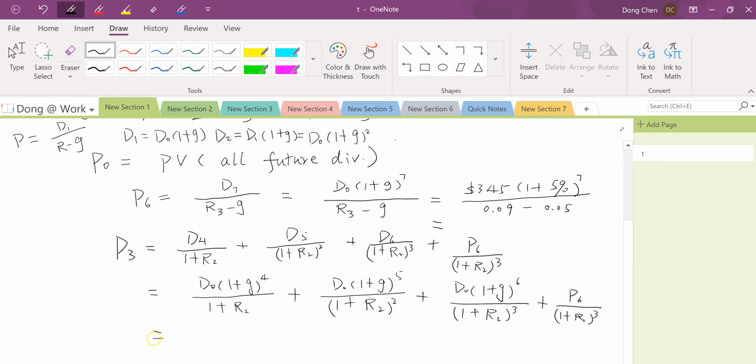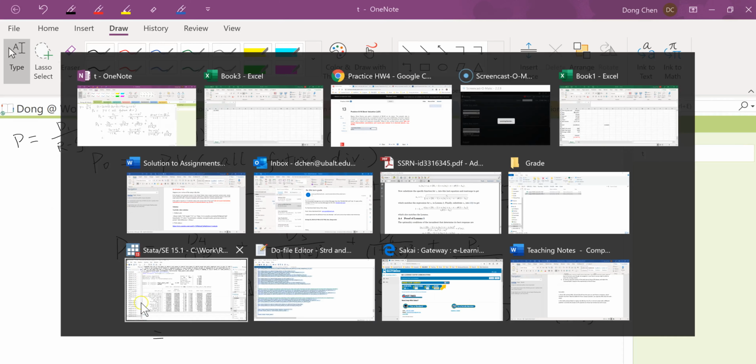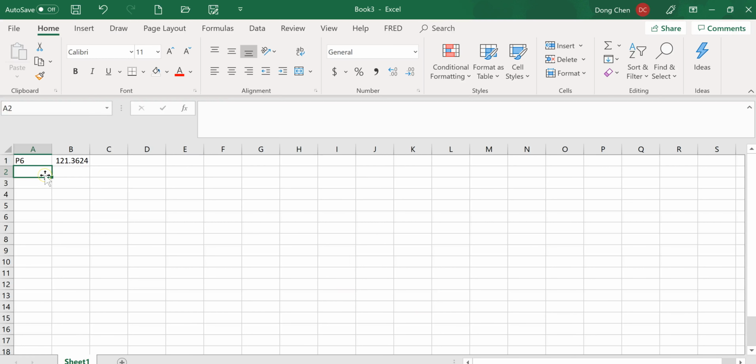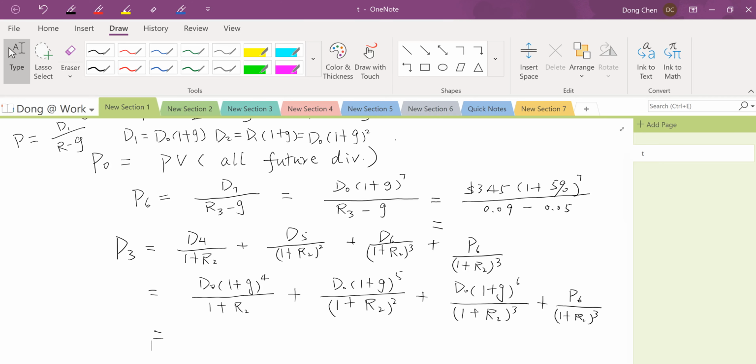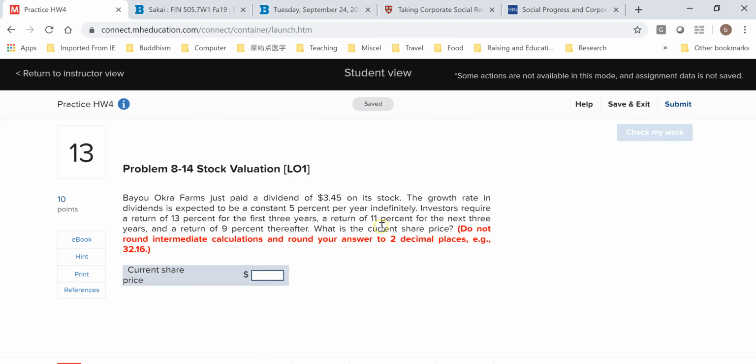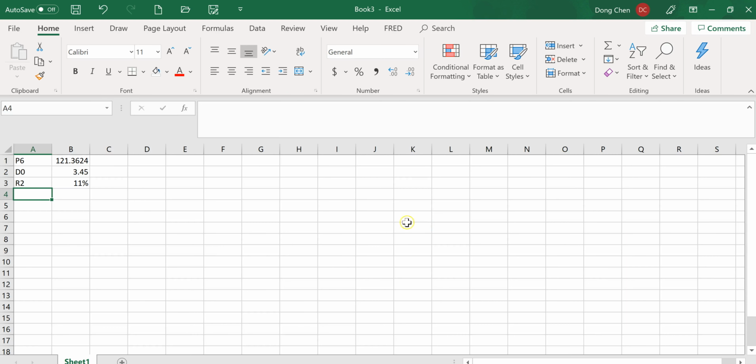So once I do that, I can just plug in the numbers. So this is D0 equals 3.45, okay? And R2, that's 11%. If we go back to the setup to confirm, yes, R2 is 11%.